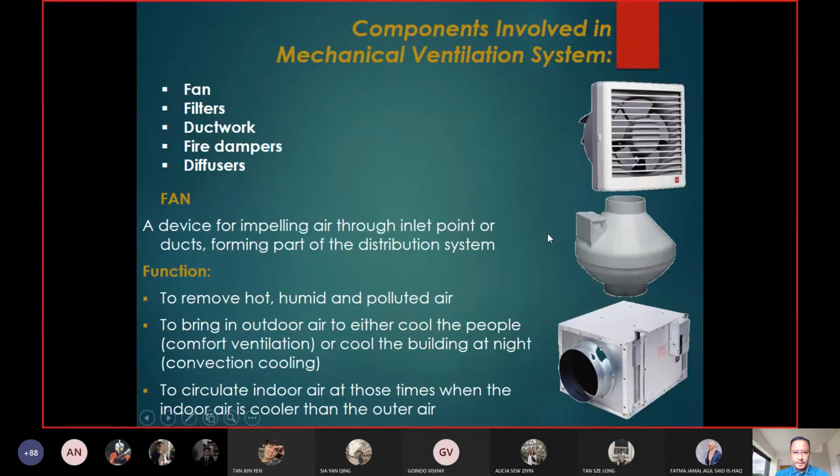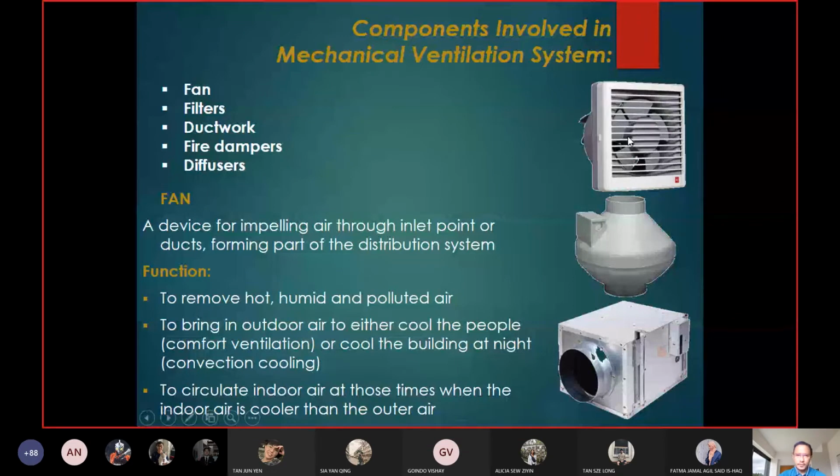So the components involved in a mechanical ventilation system are the fan, filter, ductwork, fire dampers, and diffusers. Okay, so please remember these components. Fan, as you know, is a device for impelling, or basically taking in or bringing out air through the inlet point or ducting, forming part of the distribution system. It is the most significant part of the mechanical ventilation system. So without a fan, there's nothing.